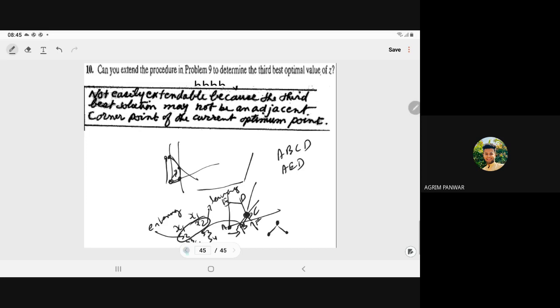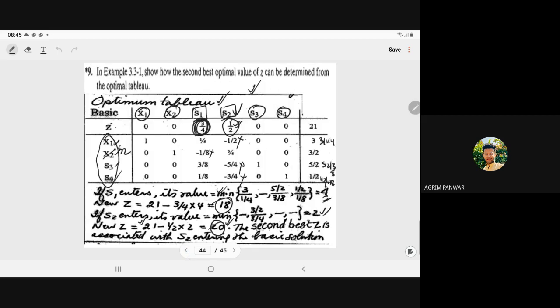In this question, if I say that s2 is the entering variable and x2 is the leaving variable, you just have to make the pivot 1 and the other entries 0 by the Gauss-Jordan method. You will get exactly the second table of the ready-mix problem. Clear? So the procedure is exactly the same.